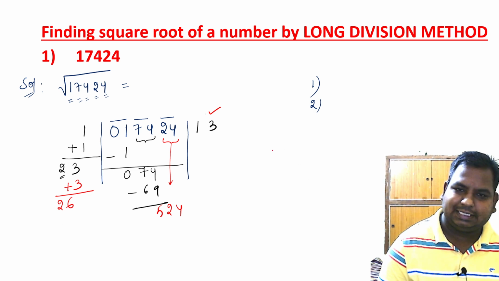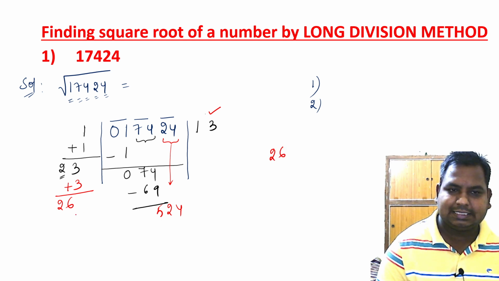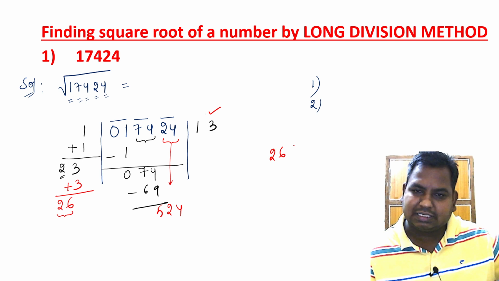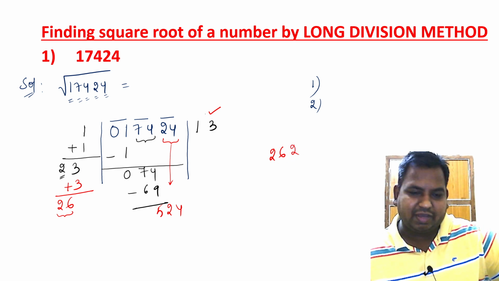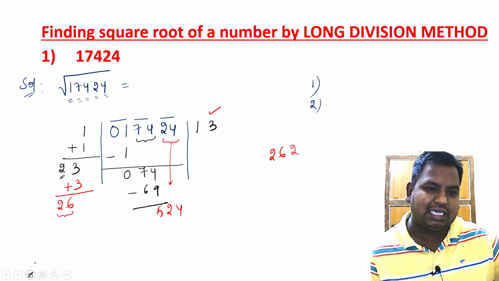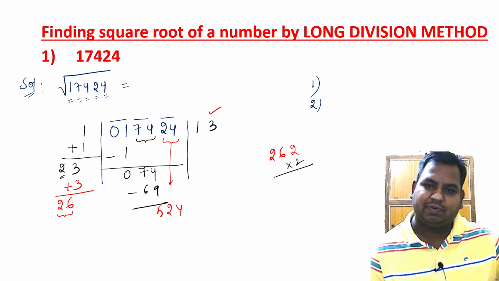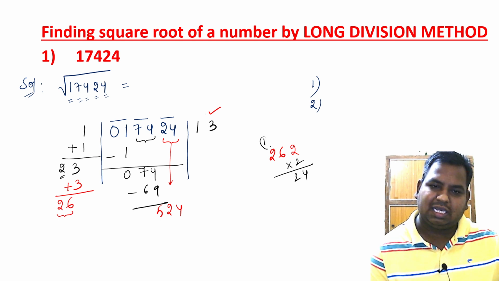We have 26 here. What should I do? For example, I write 2 beside 26. If I write 2 beside 26, with the same number I have to multiply. That's it, nothing else. So what will I get here? 2 times 6 is 12, carrying 1, I'll get 52, so 262 2s is 524.